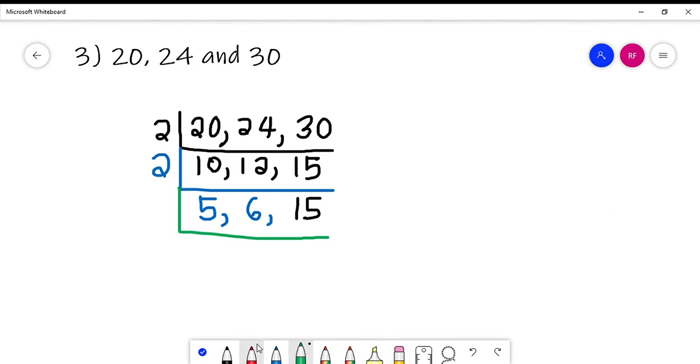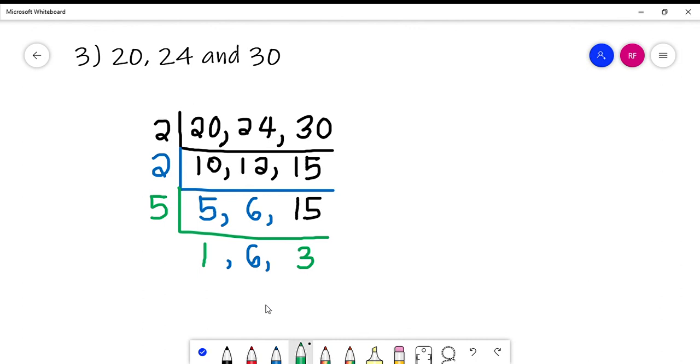So that means I'm going to bring down 6 because here 6 has no common factor with 5. So what is the common factor of 5 and 15? That would be 5. So I'll put here 5. So 5 divided by 5, that would be 1. And 15 divided by 5, that would be 3. Okay, next. So as you can see, here 6 and 3 have common factor, which is 3.